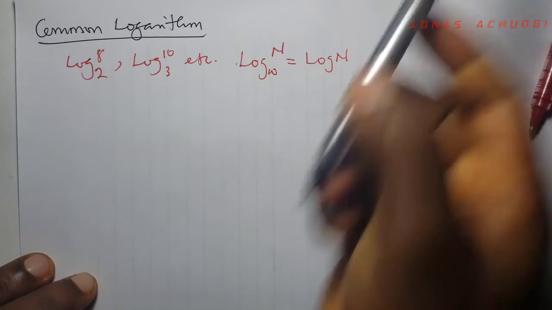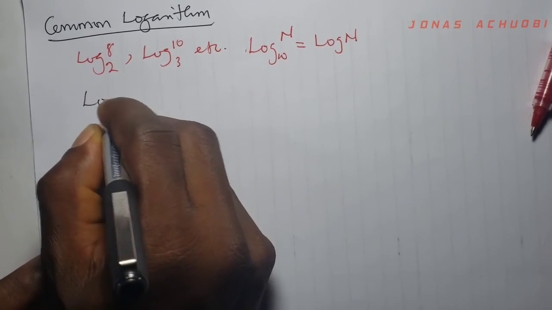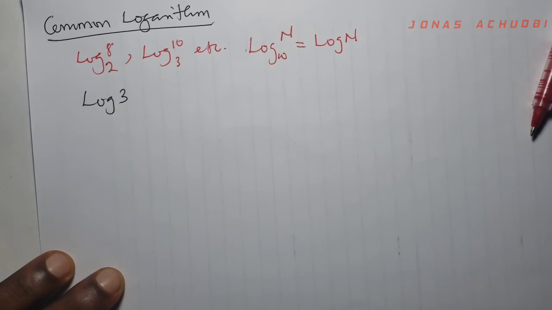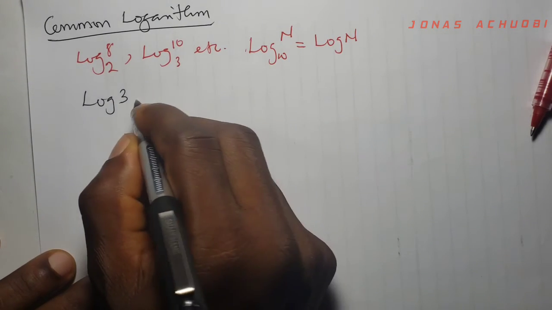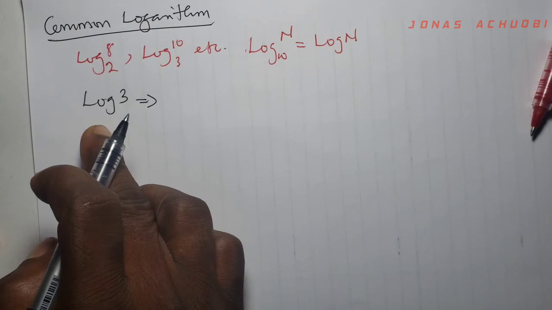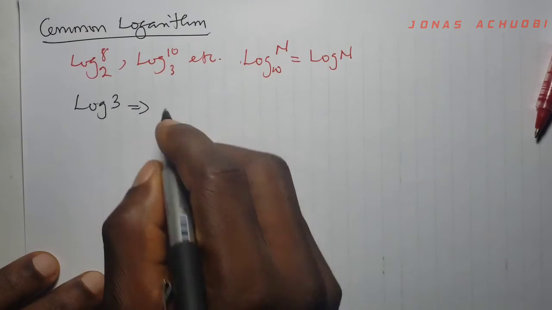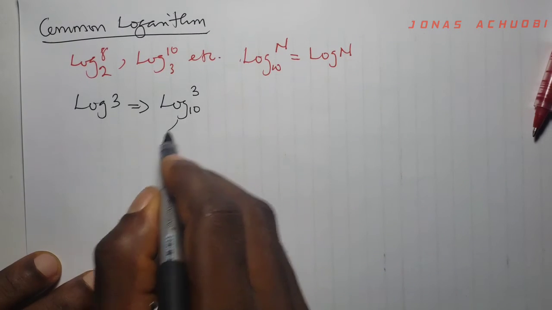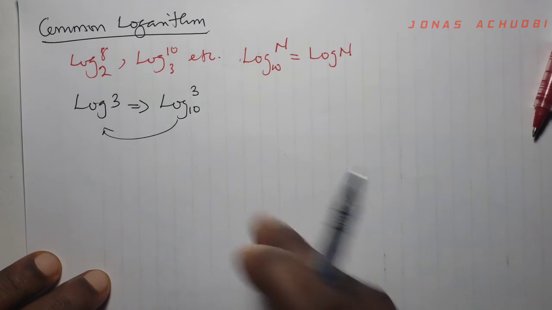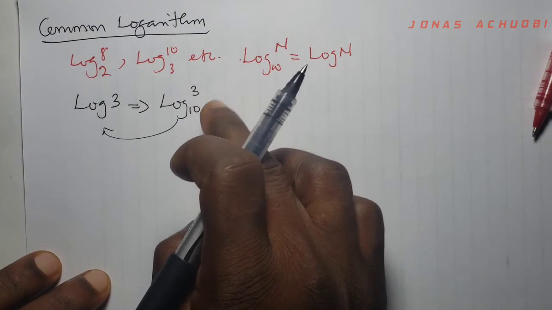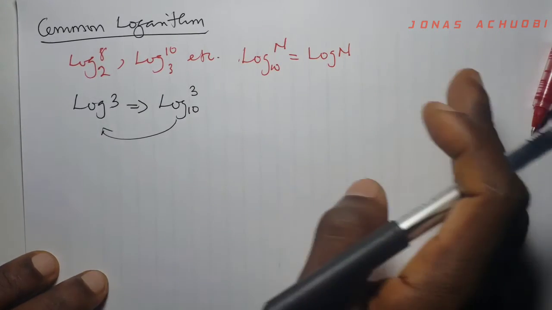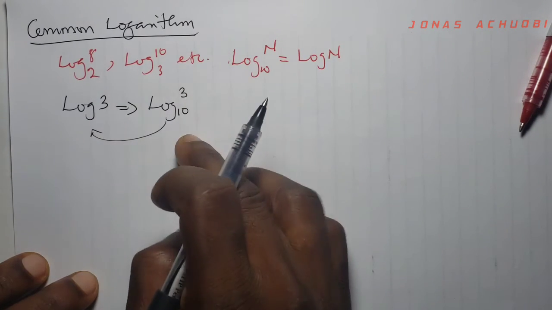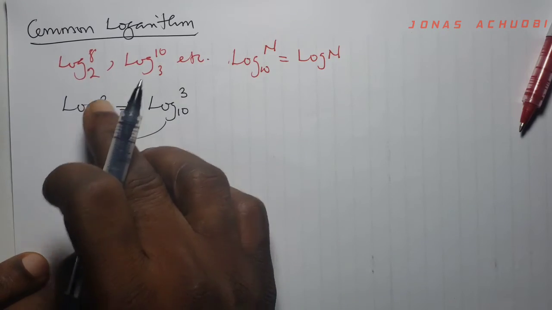For example, if we write the logarithm of 3 and there is no base there, this simply implies that this log is a common log. So this log would have been written as the logarithm of 3 in base 10. These two things mean one and the same. So log 3 base 10 is a common log, which is written as log 3. Going forward, if you see log 3, write log 3 base 10. If you see log 3 base 10, you write log 3.